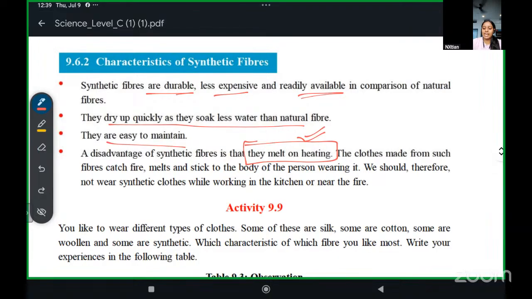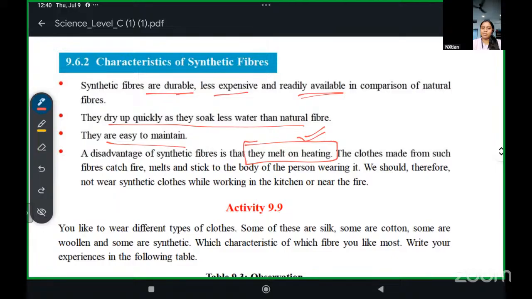That is why, very important, you all listen to this. Never go near the gas while wearing a synthetic fiber. Never go near the gas or don't work near a fire or a stove while you're wearing synthetics. Wear cotton and go. Because when we wear synthetic and by chance it catches fire, and mind this, it catches fire very quickly. When it does, it will melt very fast and it will stick to the body of the person who's wearing it. So it will cause a fire accident.